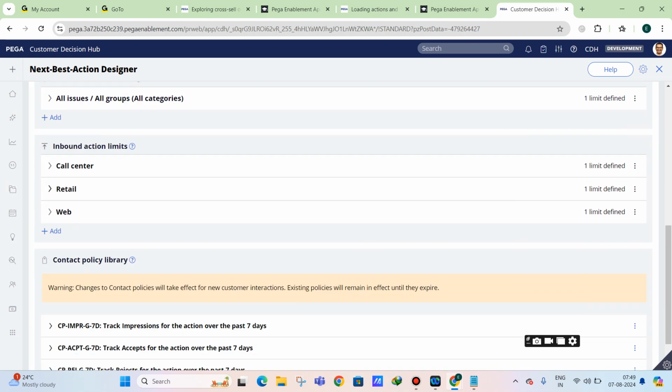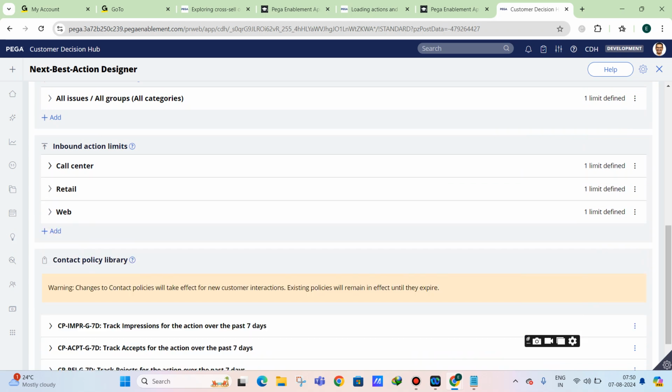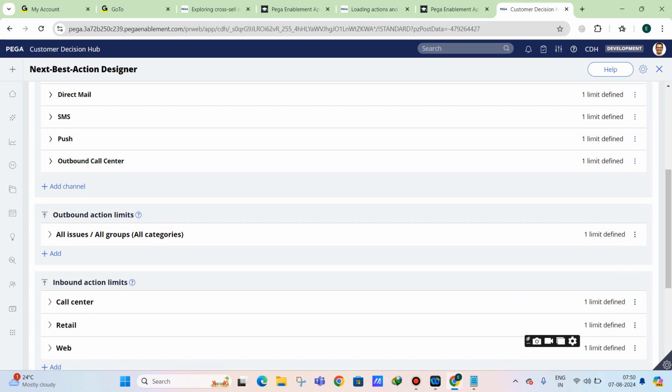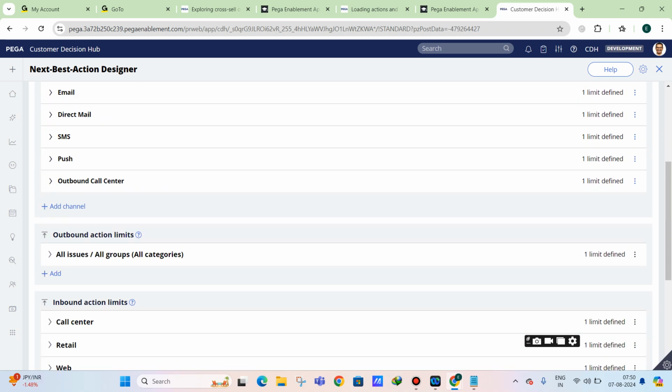For inbound also we have some limits. This is added in the latest version. I'll research it and we'll come to this in later sessions. This is from Pega 23 onwards. These two options are also added, that is outbound action limits and inbound action limits. These are the ones which are added.